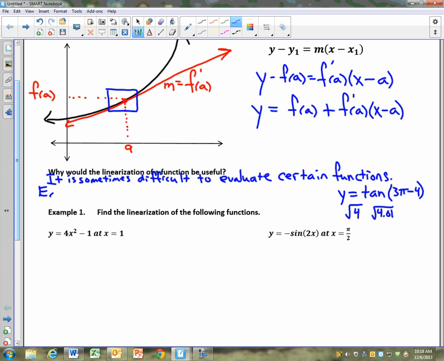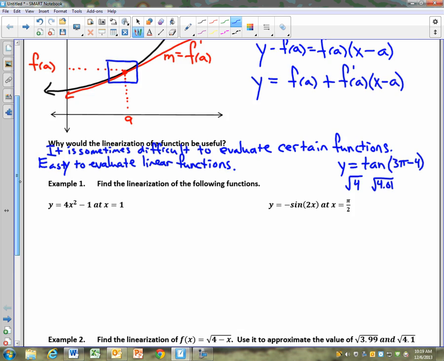Easy to evaluate linear functions. So linear approximation says this. You can take any function that you can find the derivative of, and instead of writing it as a complicated function, like a square root or a tangent or something like that, you can write it in the form of a line. If we can write it in the form of a line, values are easy to come up with.